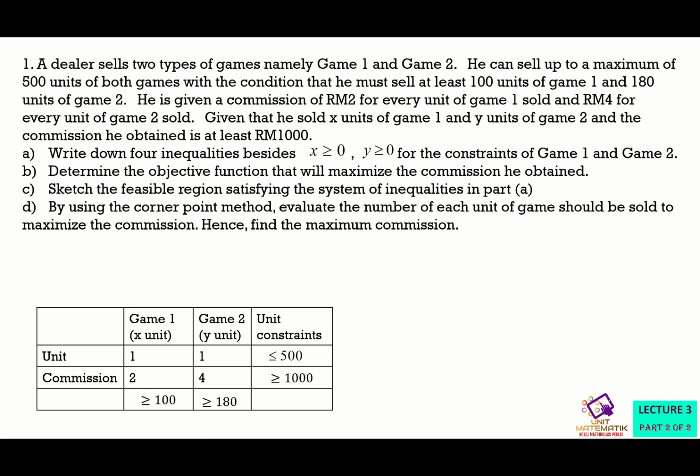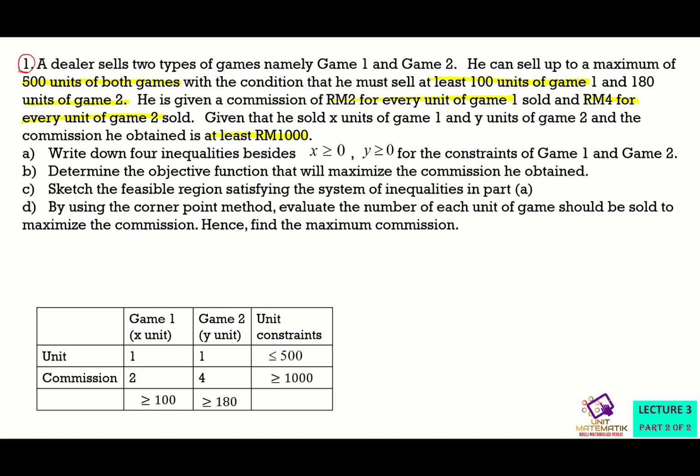So students, next let's look at the extra exercise. Number 1, here we have a dealer who sells 2 types of games, namely game 1 and game 2. He can sell up to a maximum of 500 units of both games. So let's highlight the values. Here we have 500 units, both games. Okay. He must sell at least 100 units of game 1 and 180 units of game 2. He is given a commission of 2 ringgit for every unit of game 1 and 4 ringgit for every unit of game 2. Given that he sold x units of game 1 and y units of game 2, and the commission he obtained is at least 1,000 ringgit. So number 1, write down 4 inequalities besides x greater than or equal to 0, y greater than or equal to 0 for the constraints of game 1 and game 2.